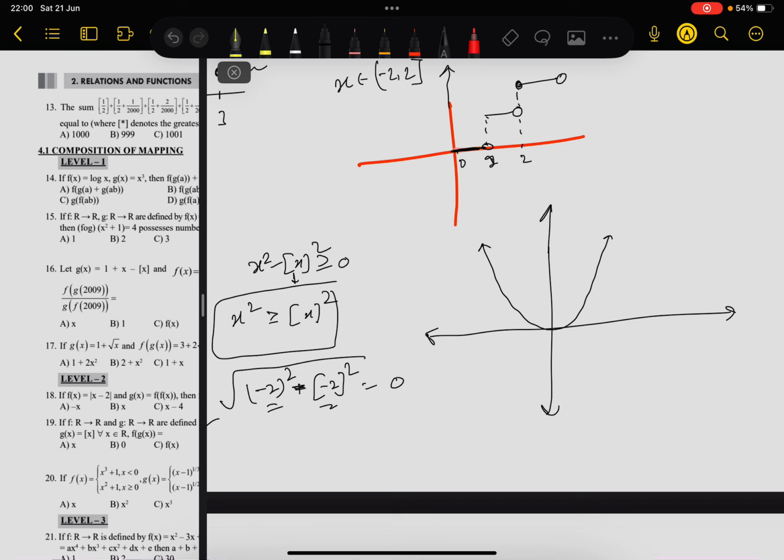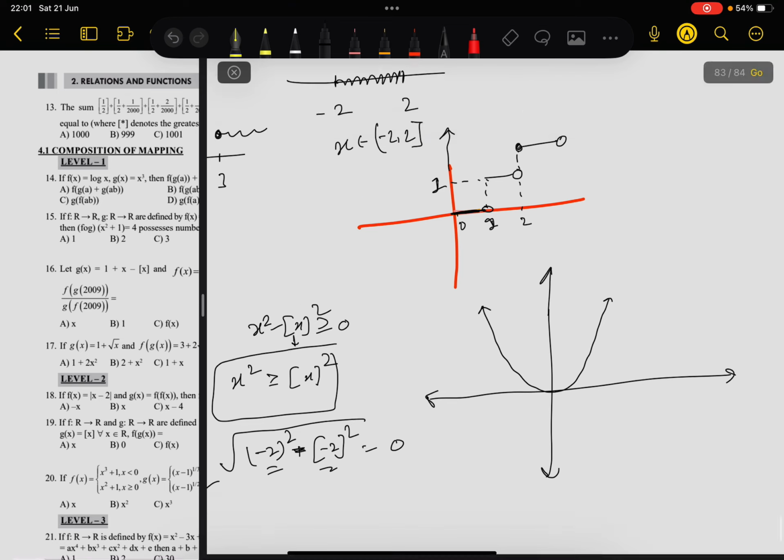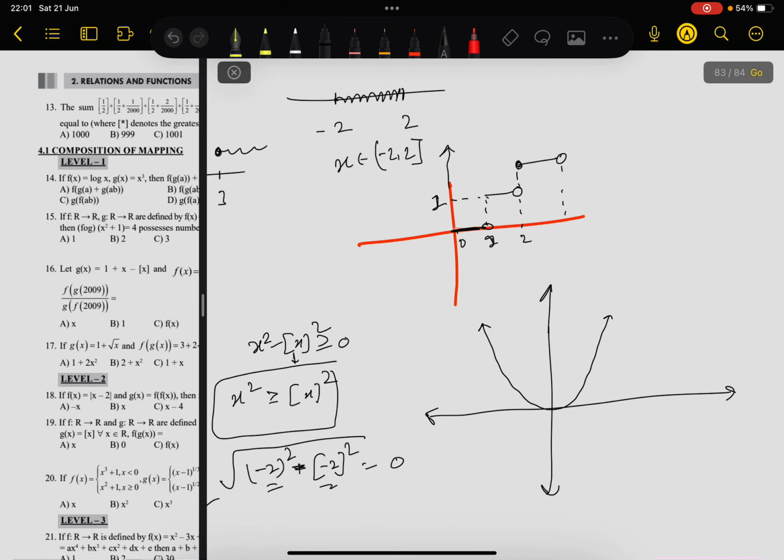But if you take the square between 1 to 2, the box of x gives 1. So the square of 1 is also 1. So you will get the same value. Now between 2 to 3, if you take any number, box x will give 2, right? Square of 2 is 4. That means between 2 to 4 you will not get this graph. So the graph will directly jump to y equals to 4, right? So here you will get the number 4.